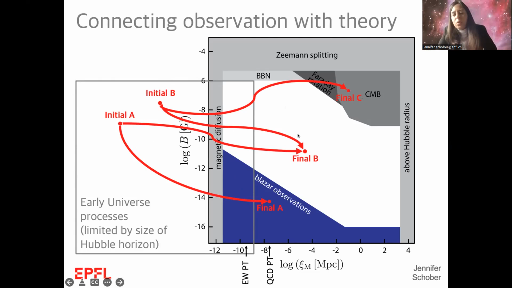Today we would expect those magnetic fields to be somewhere in this region. So I also put, as a sketch, three different final values of the magnetic field that we would observe today in voids. Depending on how the evolution goes, we end up at three different final points in this diagram. Based on our observations, we can exclude the final A scenario. We can also exclude the final C. So in that case, only the magnetic field that generates this final B condition would be allowed by observations. And this is how one potentially can probe early universe physics.